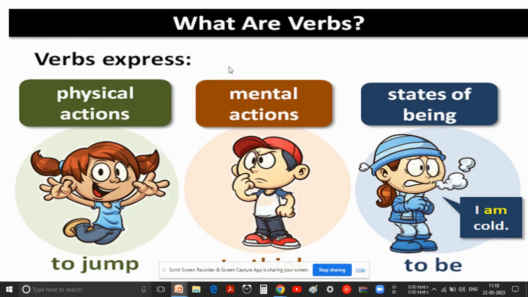What are verbs? Verbs express physical action, mental action, and states of being, which we have discussed previously. To jump, to think, to be. To jump is an example of physical action. To think is an example of mental action. To be is an example of a state of being.